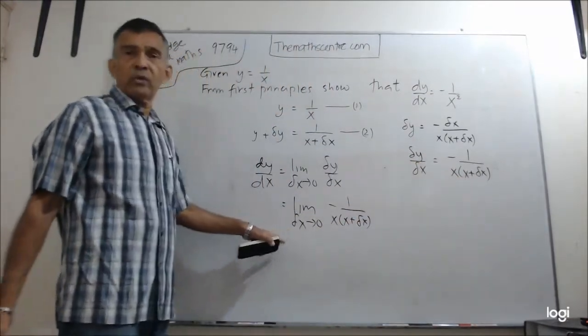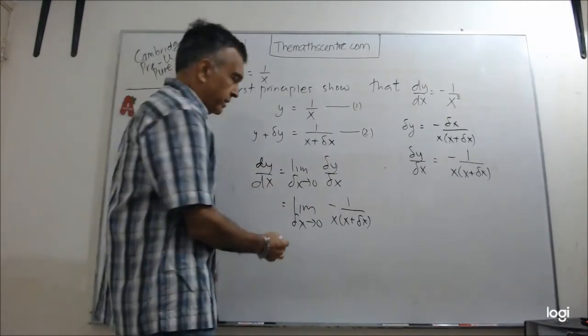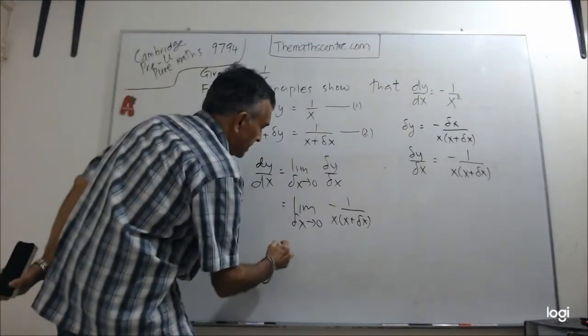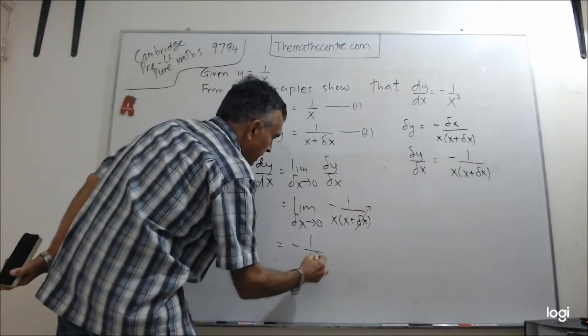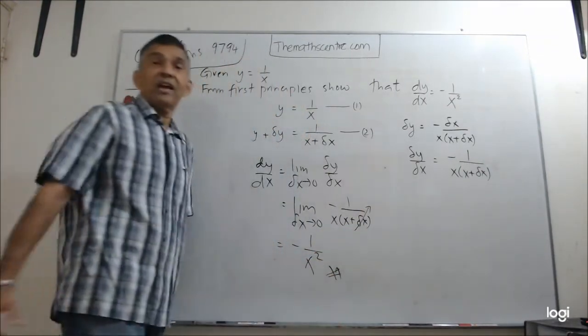Now what are we going to do? We're going to let delta x tend to 0. When delta x tends to 0, what happens here? This is gone. So we are left with minus 1 over x squared. Okay, and we are done.